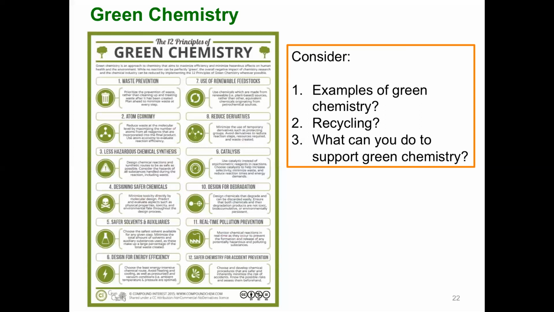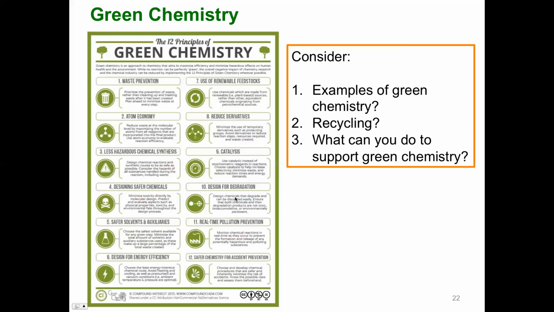More energy efficient reactions. And here comes back your idea of recycling. Use renewable, here I say feedstocks, this is in terms of making fuels, right? But try to reuse things like we were talking about with reusing iron from the cars, right? Reduce derivatives, so temporary things. Not all reactions just go forward as they are, so you want to try and reduce the number of reaction steps.